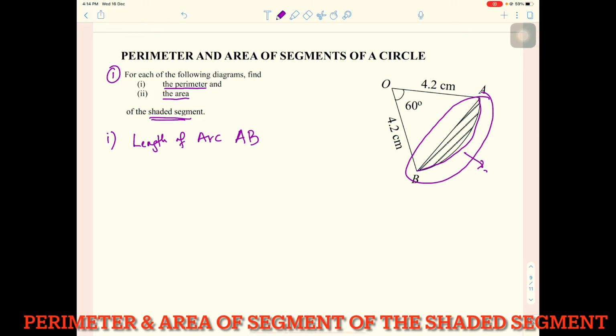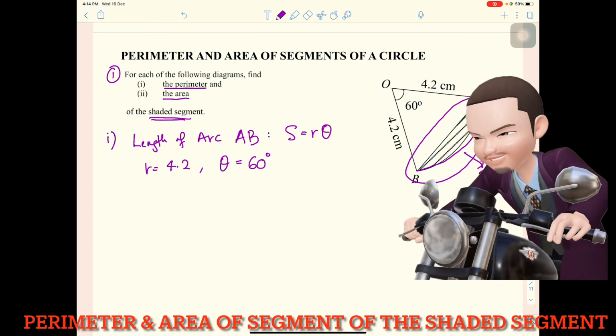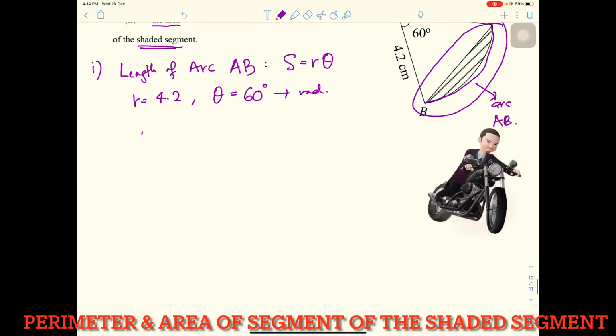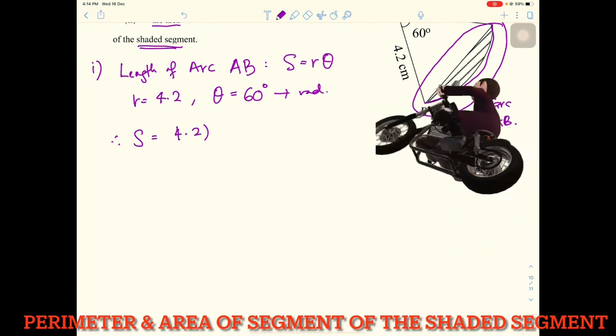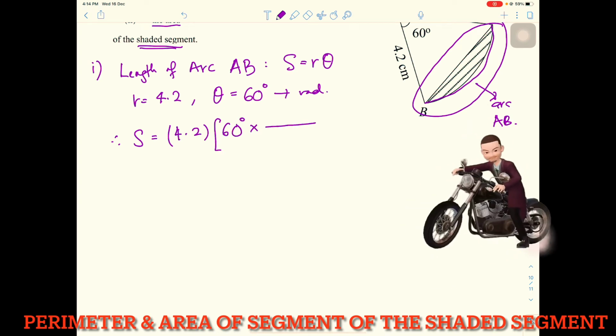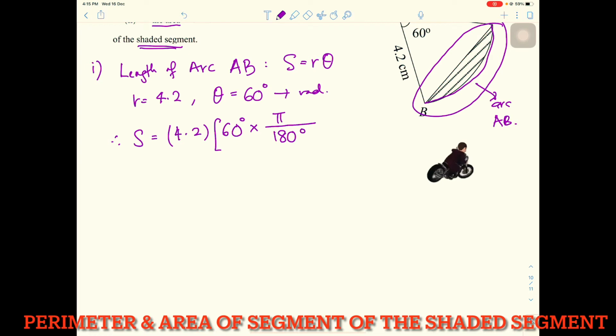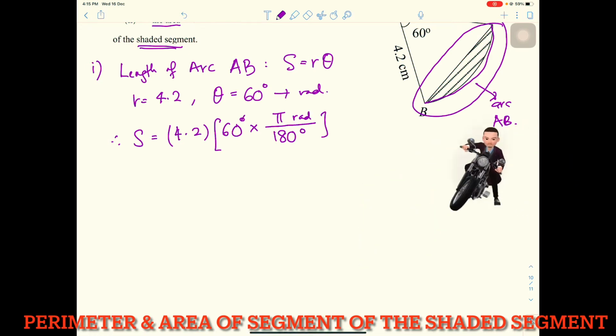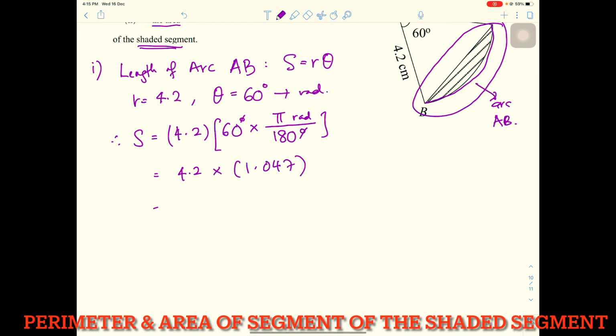The arc AB. So remember the formula. We want to use s equals r theta. Given here, the value of r equals 4.2 centimeter and the angle of the sector equals 60 degrees, which must be converted to radian. So s equals 4.2 times 60 degrees times 1 over 180 degrees proportional to pi radian. Cancel the unit and you will get 4.2 times 1.047, and the answer is 4.3974 centimeter.